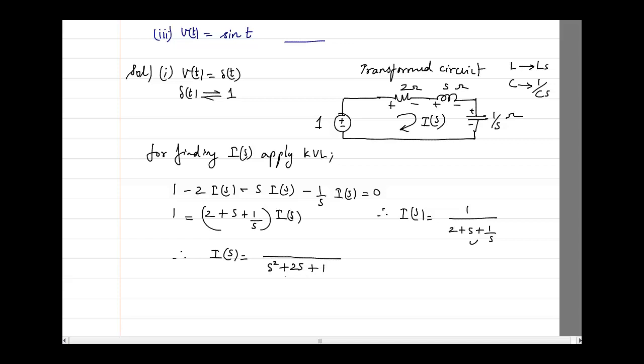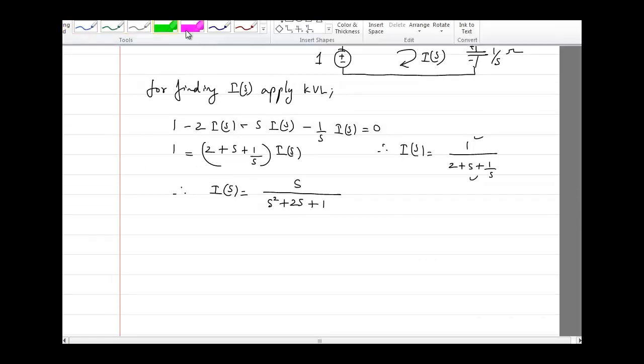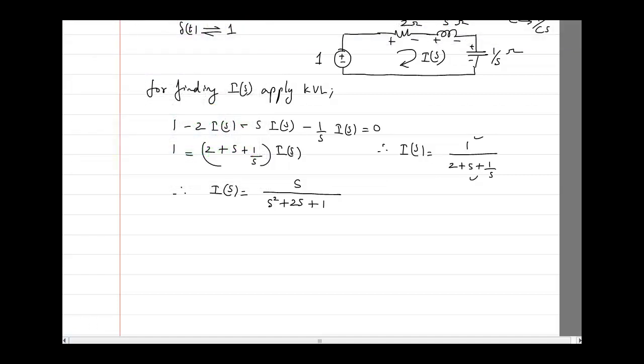Now the denominator is totally S, which I can take into the numerator, because in the numerator there is only 1, so 1 into S will give me S here, so I have to take this S to the denominator. Okay. So now this is my I of S, from which I can actually find out the partial fraction. Okay, so I will write using partial fraction.